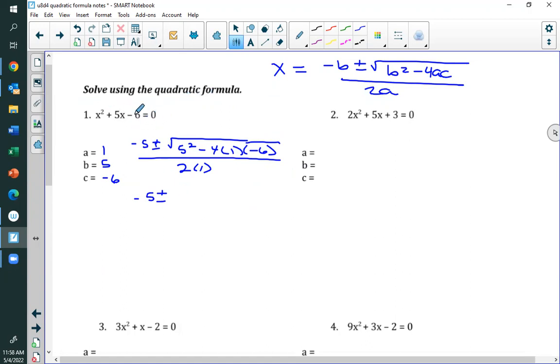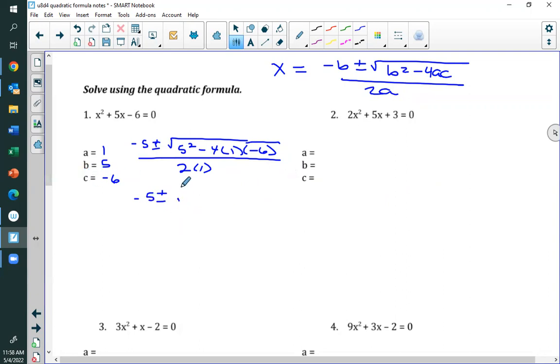If you could, yes, you could use the box method if you wanted to on this one. This one does factor. We're going to get to some that you wouldn't be able to factor using the box method. I just want you to practice right now filling in all of these values and using the formula. So if you're able to factor, you can always try to solve that way. Just that sometimes it won't work or it'll be prime or something.